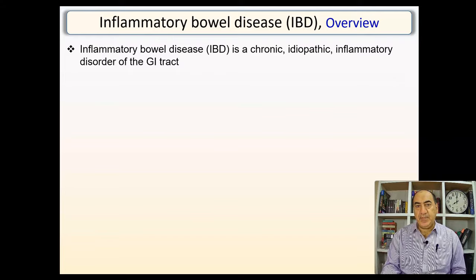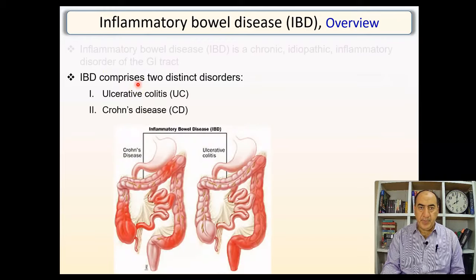So IBD is a chronic, idiopathic, meaning the cause is not well known, inflammatory disorder of the GIT. It comprises two distinct disorders: ulcerative colitis and Crohn's disease.